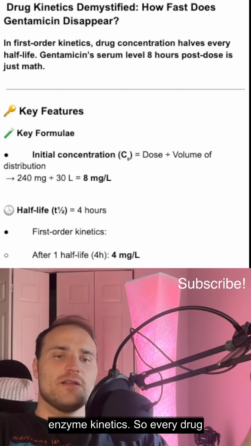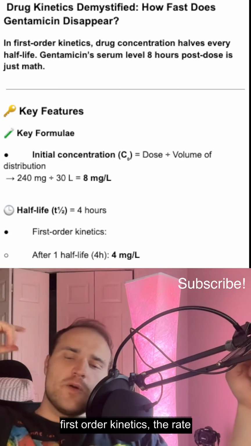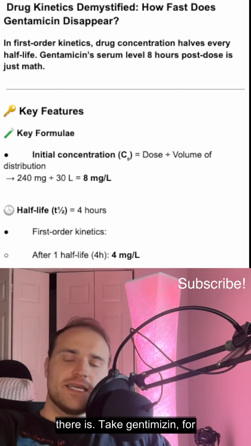Enzyme kinetics. We all love enzyme kinetics. So every drug you give has a story, a rise, a fall, and sometimes a comeback. With first order kinetics, the rate at which the drug leaves the body is proportional to how much drug there is. Take gentamicin, for example.